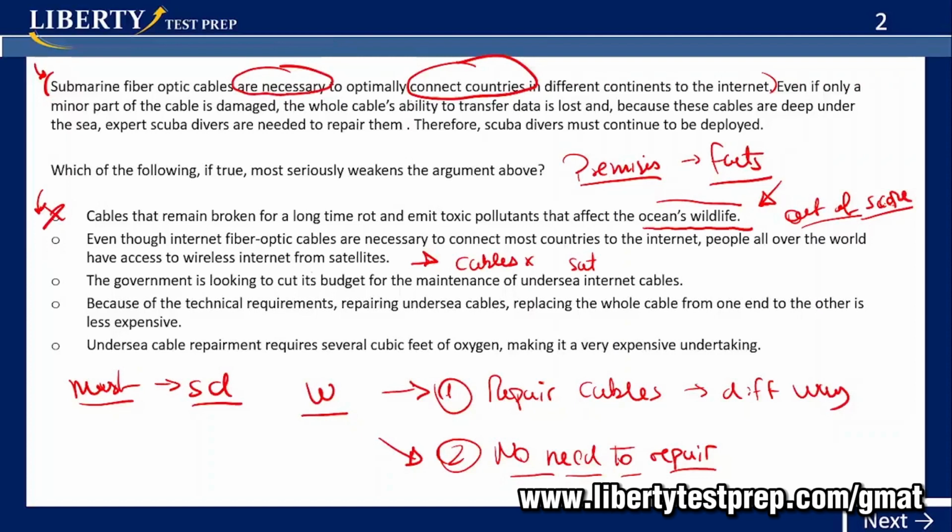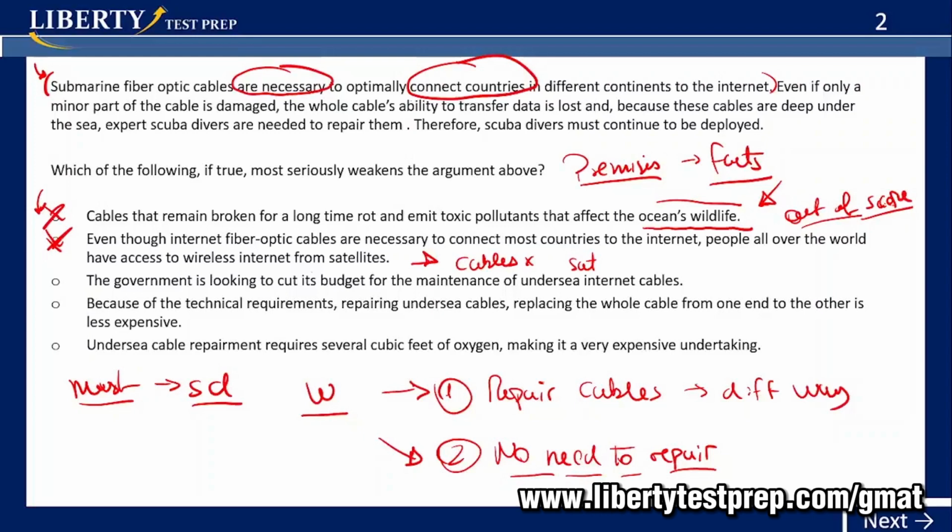We cannot say, no, they are not necessary. There is another way in which we can do this. We have the satellites. That should be good enough. No. Why? Because they already told us these cables are necessary for the continents or countries in different continents to be connected. Okay? So letter B is not good enough. Why? Because our assumption here, letter B, goes against the premise, because we'll be saying, okay, cables are not necessary and satellites should do good enough. And that's not the case, because the first sentence goes against it. Cables are necessary. There is no question about it.